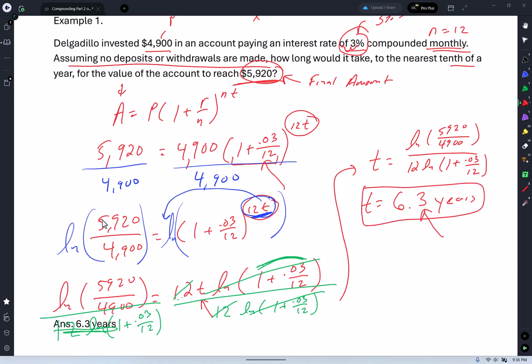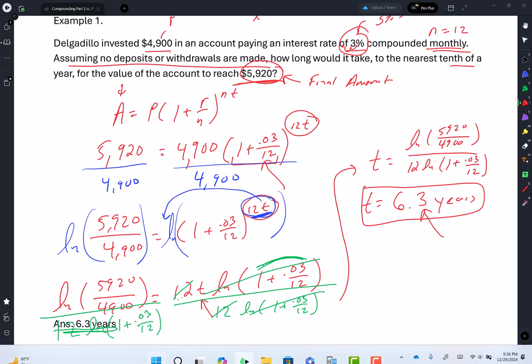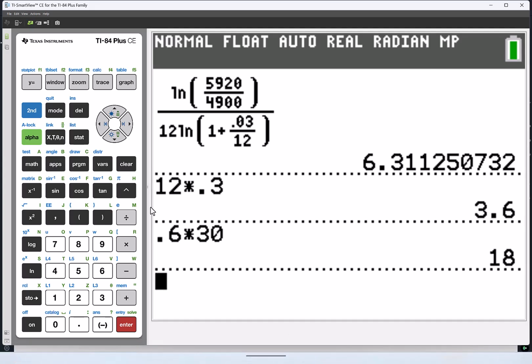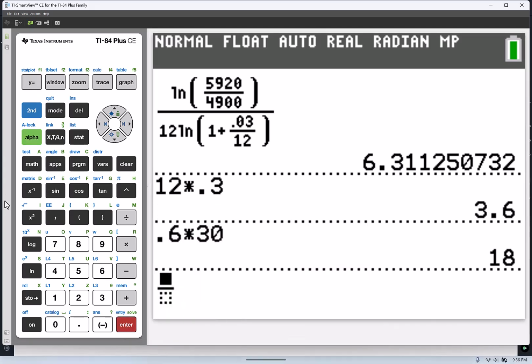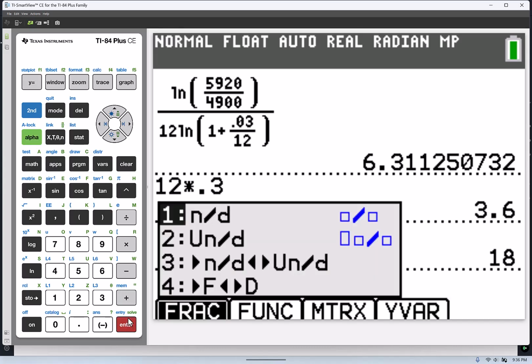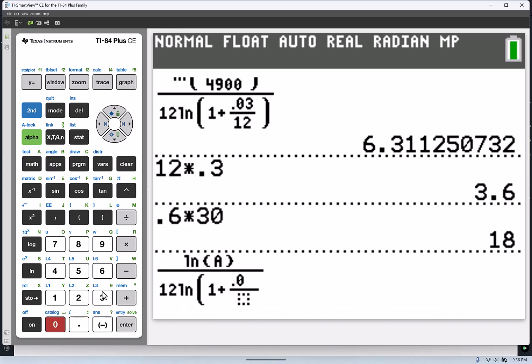Remember when I told you guys that I made that A? Did I make this A? I don't know if I should bring that up or not. But yeah, you could have also done, let's see, alpha y equals ln of alpha a, and then on the bottom, just leave it as 12 ln 1 plus alpha fraction, 0.03 over 12. I guess you can use as many variables as you want. And we should get the same answer, guys.